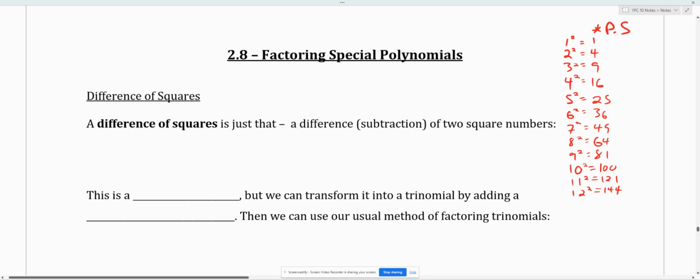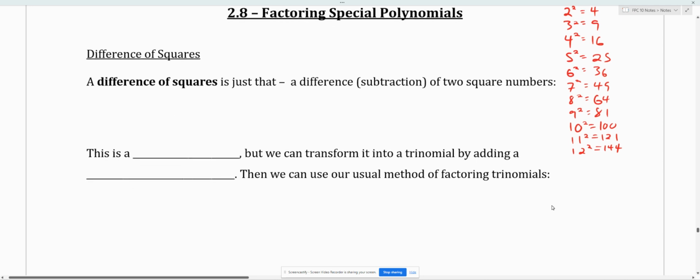All right, so what is a difference of squares? Well, remember, difference means subtraction, of two square numbers. So what could that look like? Well, I could take a variable and square it. That's easy. So we'll call that x squared. And the difference is going to be the subtraction. And then let's put another perfect square, 36.